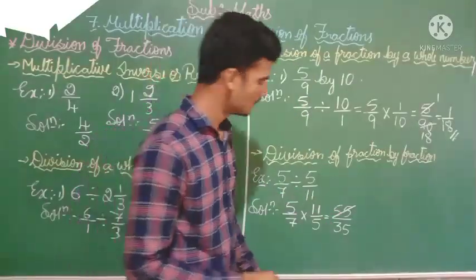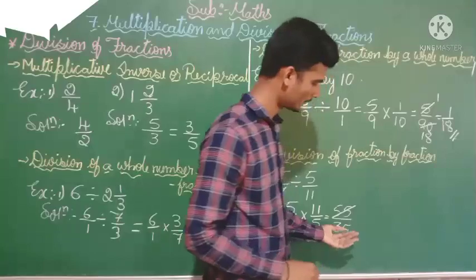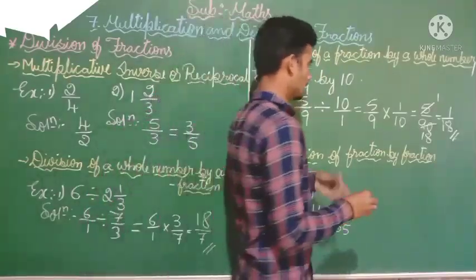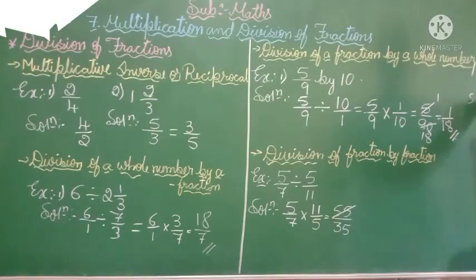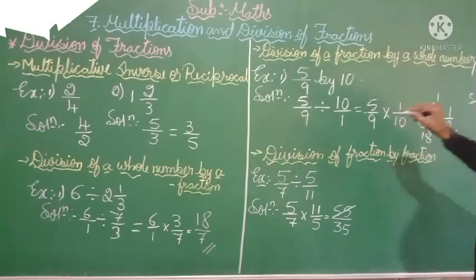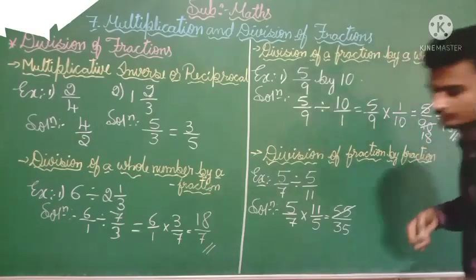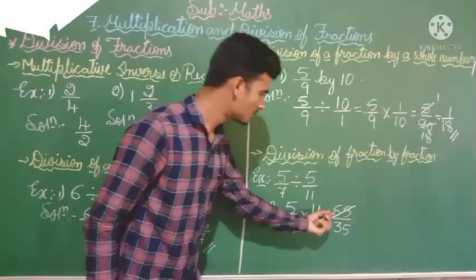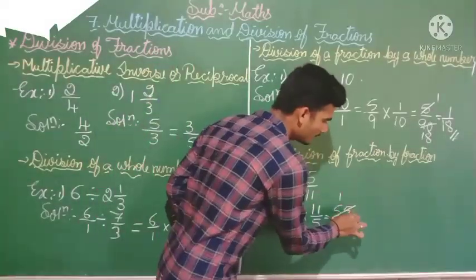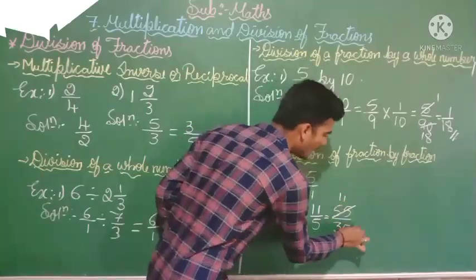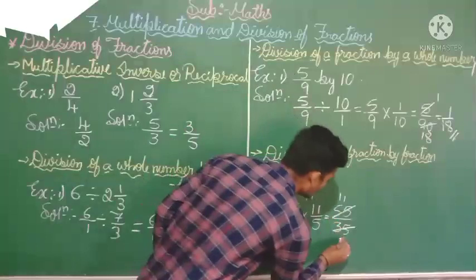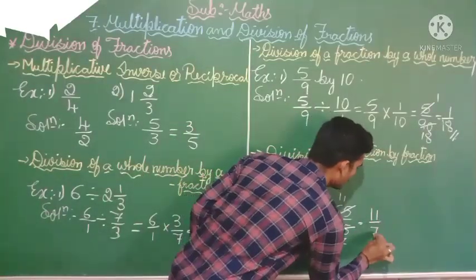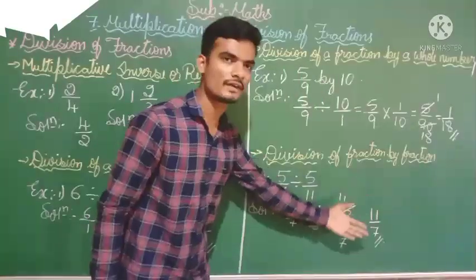First you want to take that. So here we want to reduce this into the lowest term, that is 5 ones are 5, 5 11s are 55, then 5 7s are 35, so our answer is 11 by 7. Okay, in this way you want to find the solution.